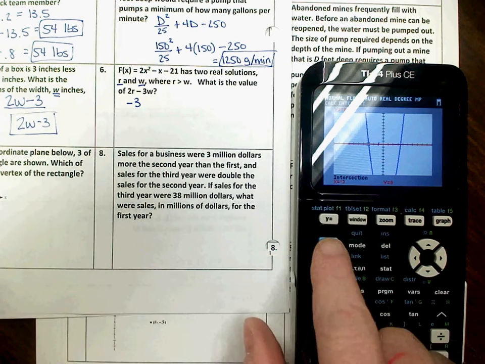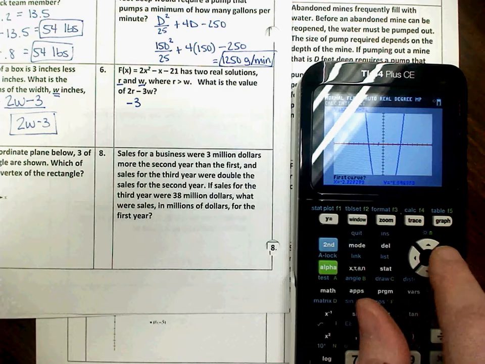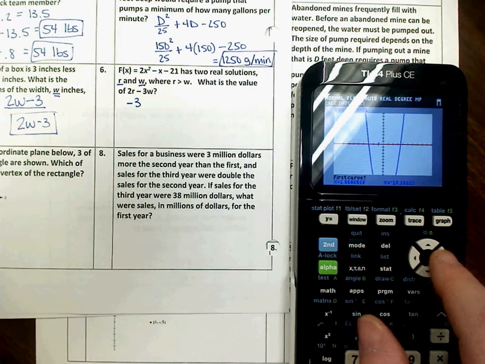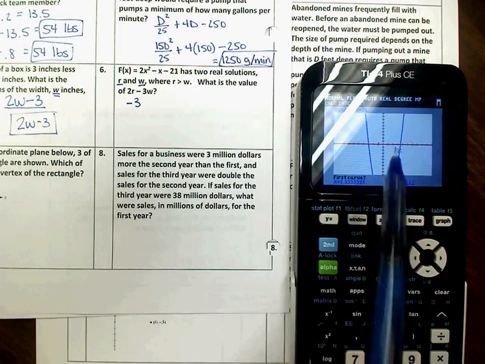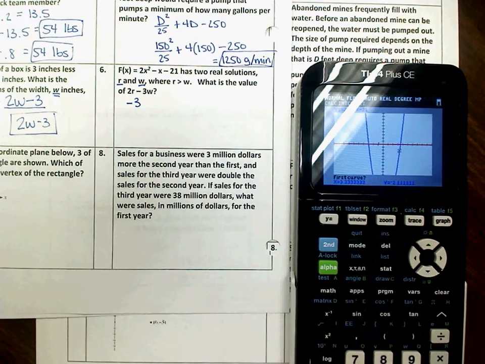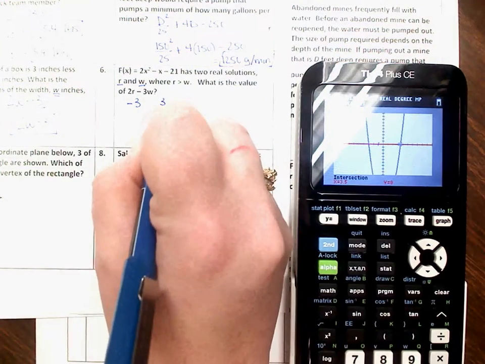So now I'm going to go to second trace 5, but before I press enter 3 times, I'm going to move my cursor closer to the other point of intersection. I'm just pressing the right arrow button until I see it get over closer to the other solution. It doesn't have to be right on top of it. Now I'm going to press enter 3 times. So my other solution is 3.5.